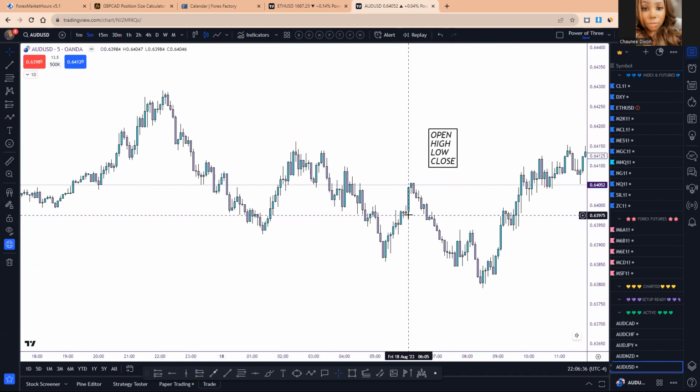Does everybody understand higher highs and higher lows, lower lows and lower highs? Is everybody on the same page with that, or do y'all need me to go into that as well?